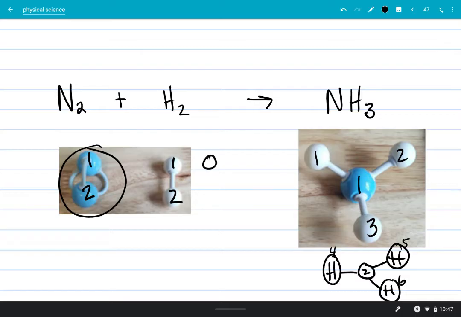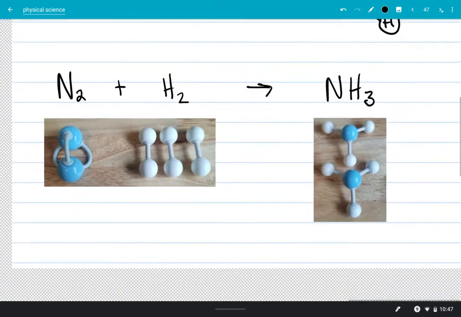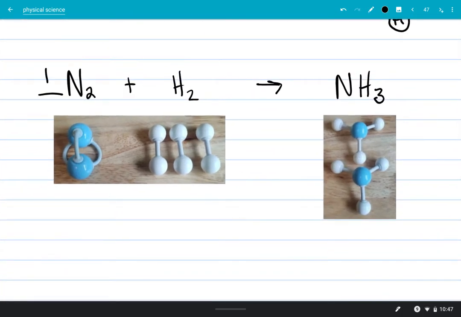Now, we cannot just add them by themselves. They have to be in this set. So we're just going to have 3 sets. So if we have 1 of those, we're going to need 3 of those to make 2 ammonias. And that looks here like this. 1 of those, 3 of those, and 2 of those.